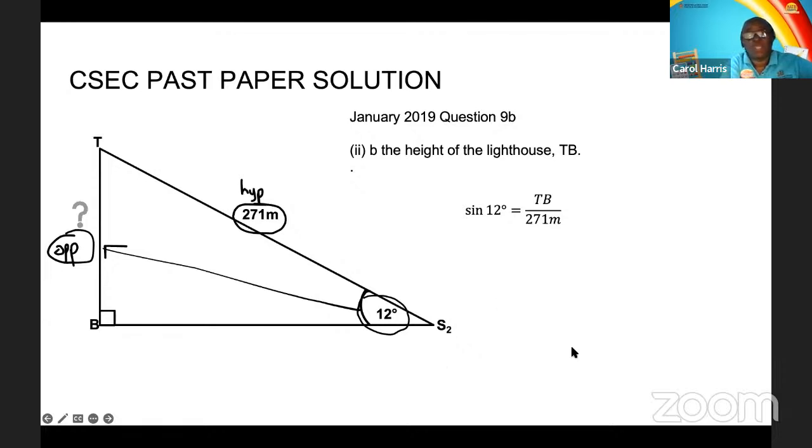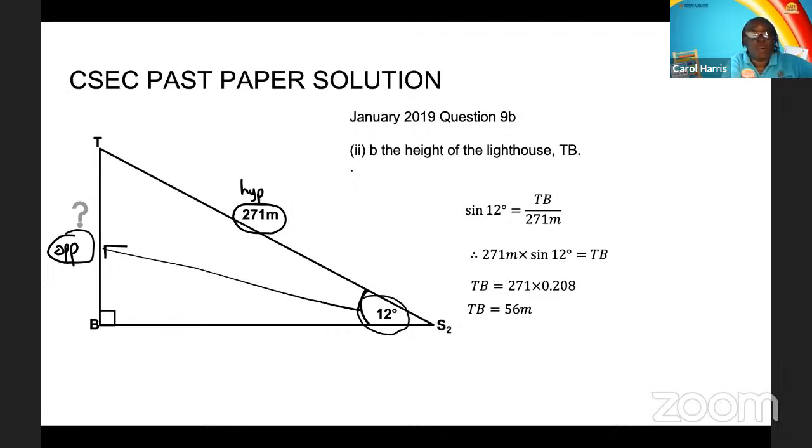Similar to what Miss did in our presentation earlier on, I would multiply both sides by 271 and I would obtain TB as being equal to 50-something meters. There you go. All right.